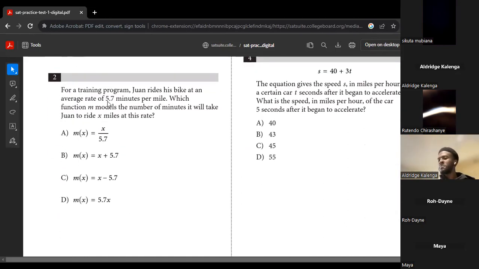For a training program, one rides his bike at an average of 5.7 minutes per mile. Which function M models the number of minutes it would take one to ride X miles at this rate?